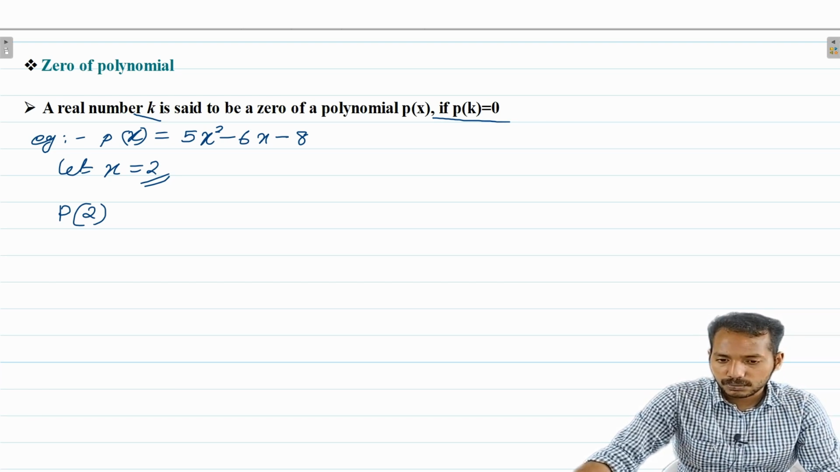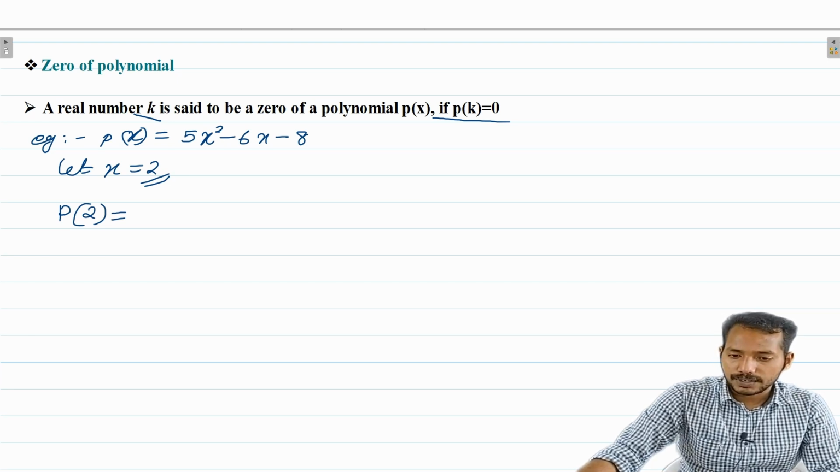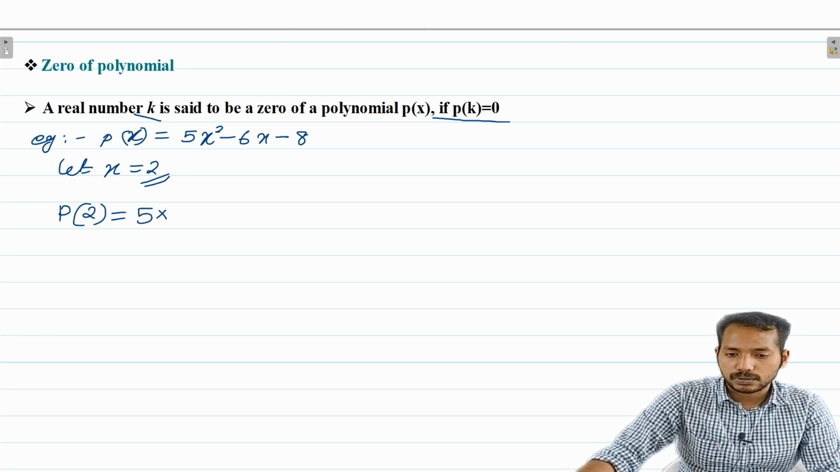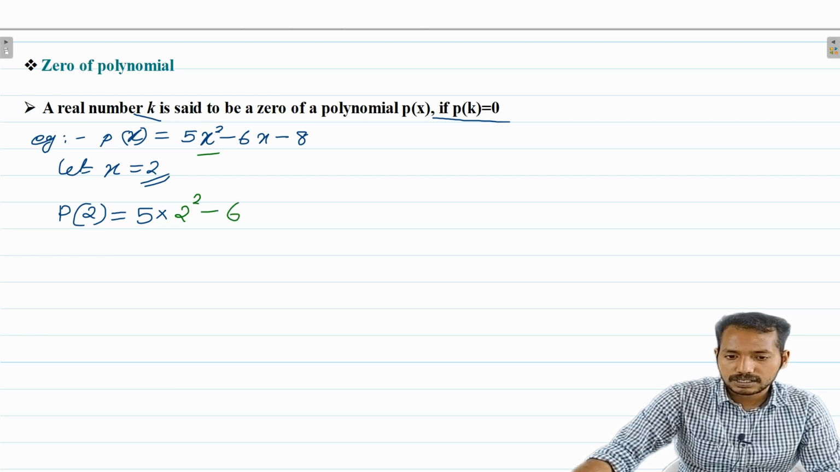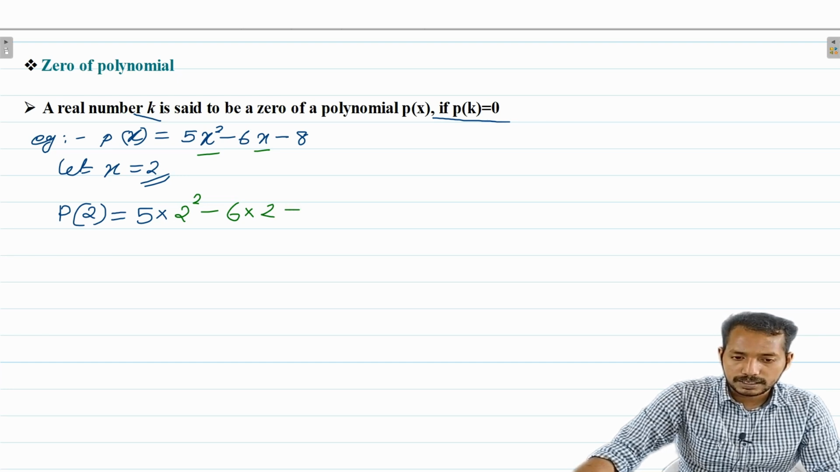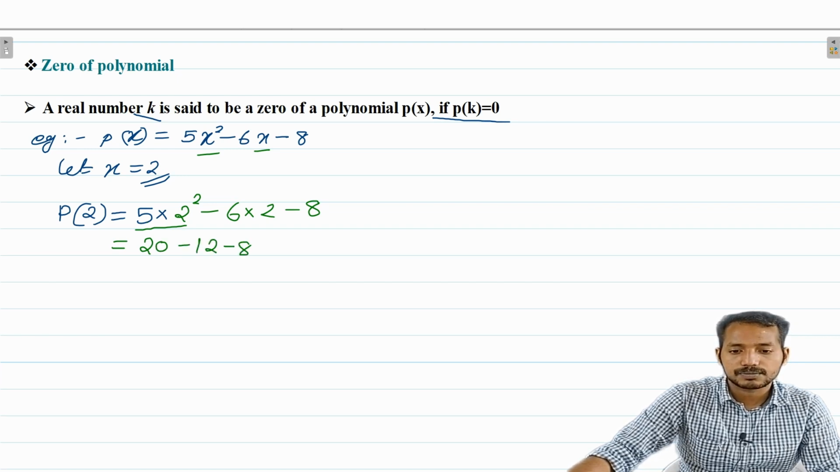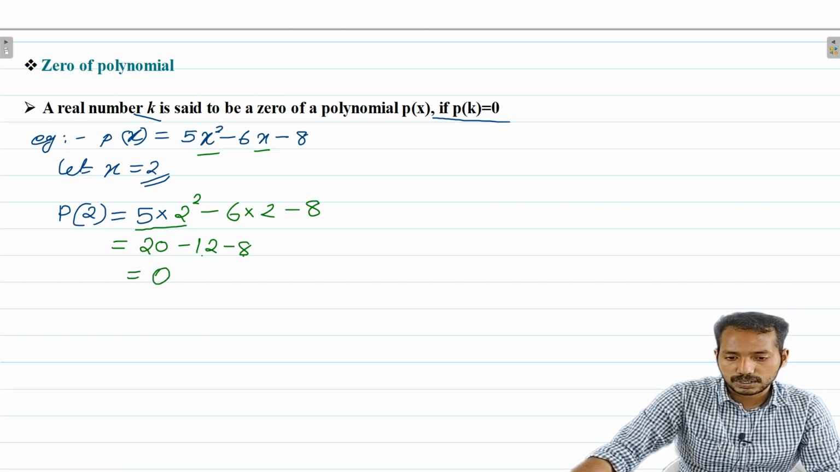So p of 2 is equal to 5 into 2 square. Instead of x, we are going to substitute 2. So 2 square minus 6 into, here one more x is there, so 6 into 2, because x is equal to 2, minus 8. What is 5 into 2 square? 5 into 2 square is equal to 20. 2 square is 4, 4 into 5 is equal to 20, minus 6 into 2 is equal to 12, minus 8. 20 minus 12 is equal to 8, 8 minus 8 is equal to 0.